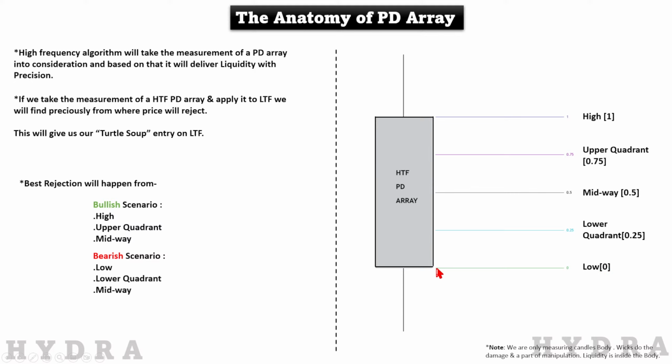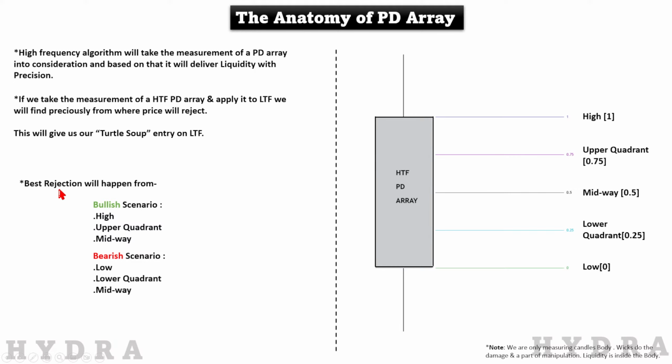Okay, suppose this is a fair value gap, so this is going to be the low of the fair value gap. If we take the measurement of a higher time frame PD area and apply it to a lower time frame, we will find precision from where price will reject. Suppose this is a higher time frame fair value gap, you don't basically know from where exactly price will reverse, right? From where exactly inside that fair value gap price will reverse, and this is what gives you the precision.